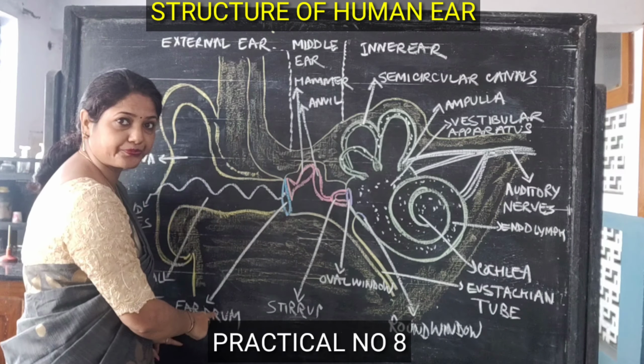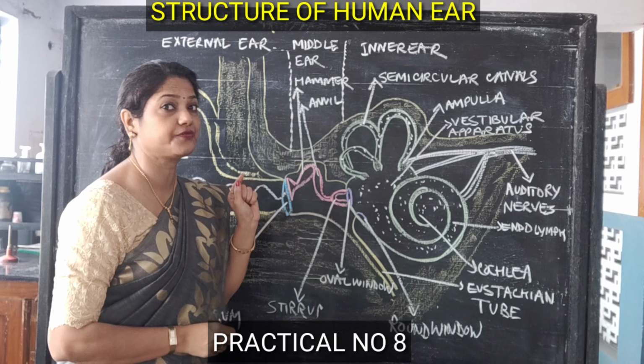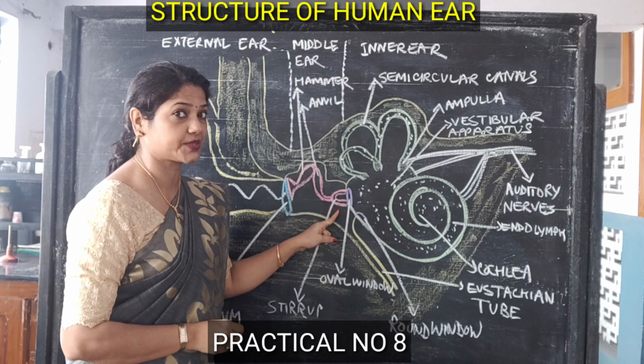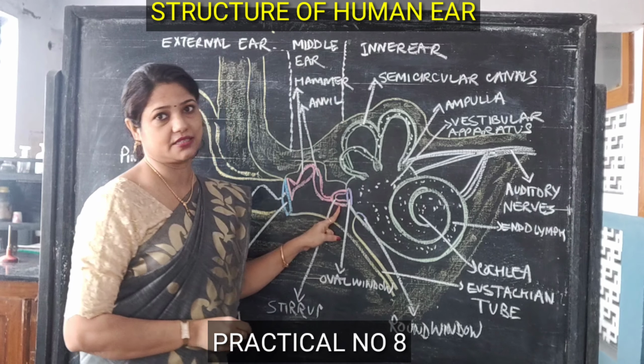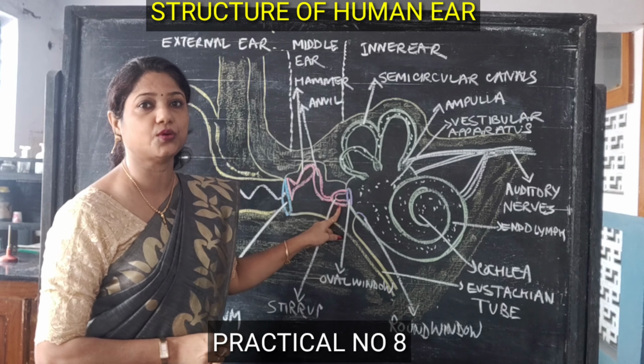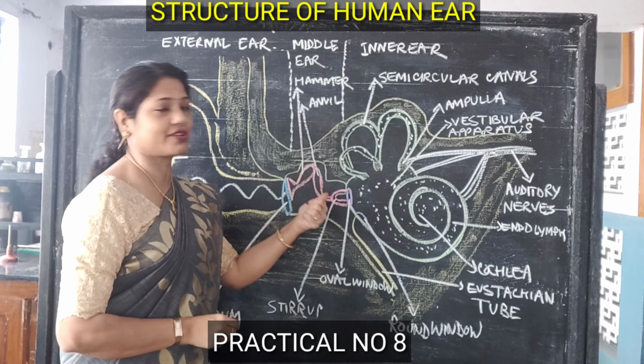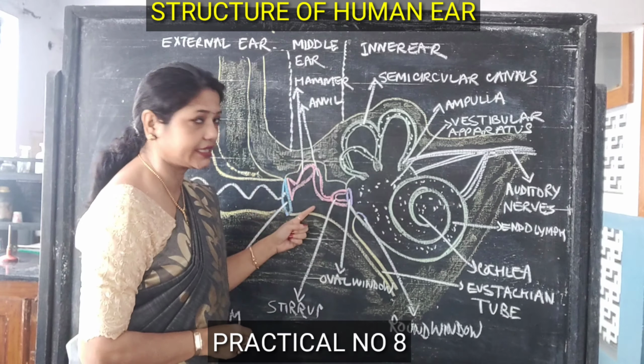Joining with the eardrum, the first bone is called the hammer, whose other name is malleus. The second bone, which joins with the hammer, is called the anvil, whose other name is incus. And the third bone, which is a very small bone, is called the stirrup, whose other name is stapes. Children, note that the stirrup or stapes is the smallest bone of the human body. So in the middle ear, these three bones are called ear ossicles.